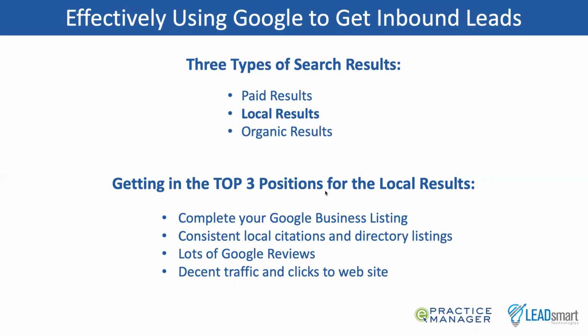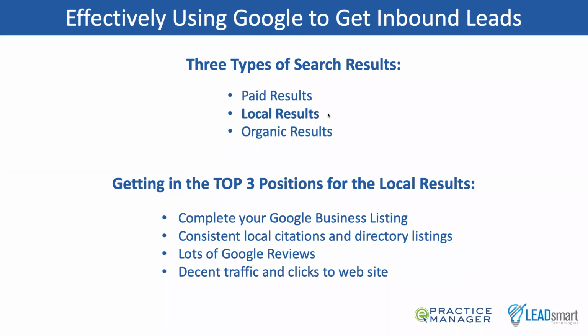So let's talk about Google and inbound leads first. I'm going to get into examples in just a minute, but I want to set the stage so that we all know what we're talking about. When you go to Google and put in a keyword, as I'm going to show you in a minute, like teeth whitening, you're going to get three types of search results: paid results, local results, and organic results. I'm going to show you what each of those are in just a minute.